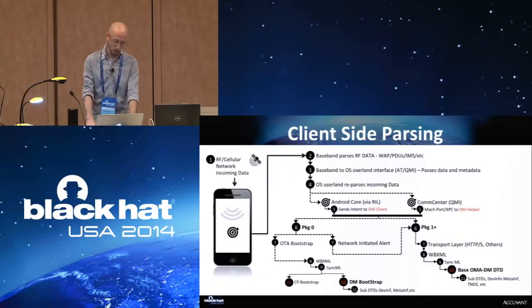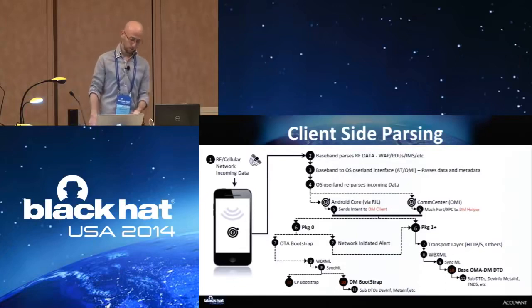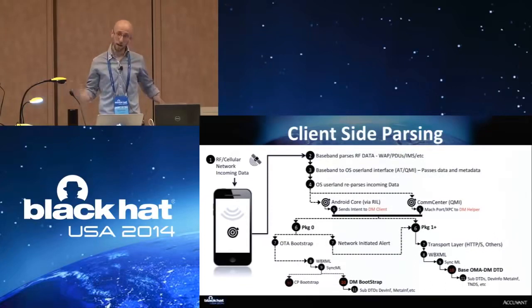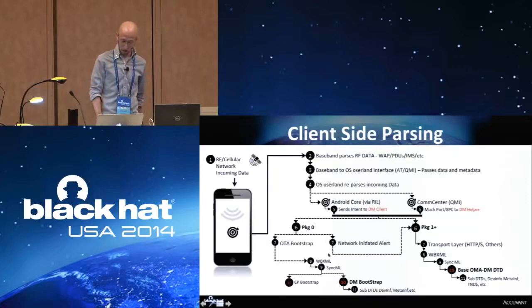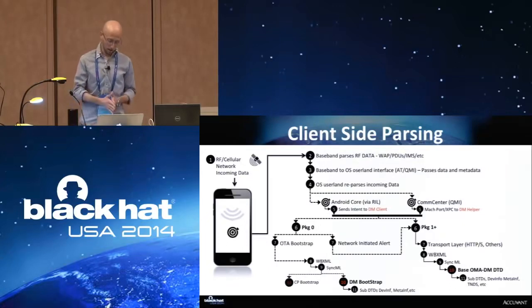From there, we have two different package types or payload types. Package 0 we'll start with, which we kind of talked about a little bit earlier with the OTA bootstrap mechanisms. That's like DM bootstrap or NIAs. It goes down into WBXML, gets decoded to SyncML, then finally down to DM bootstrap and whatever sub-DTDs. So sub-DTDs allow it to do a bunch more things that weren't built into the original client. Then once the initial over-the-air payload has been delivered, it goes into package 1+.